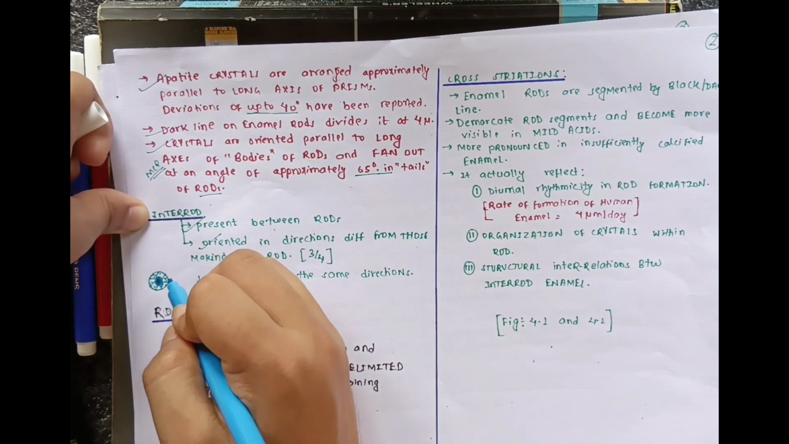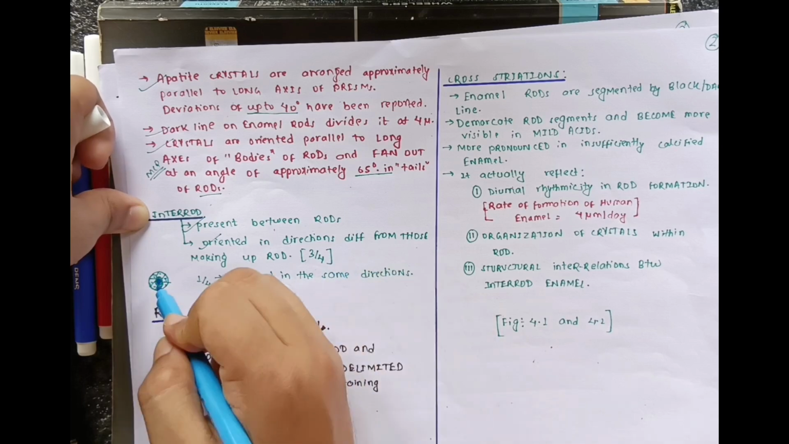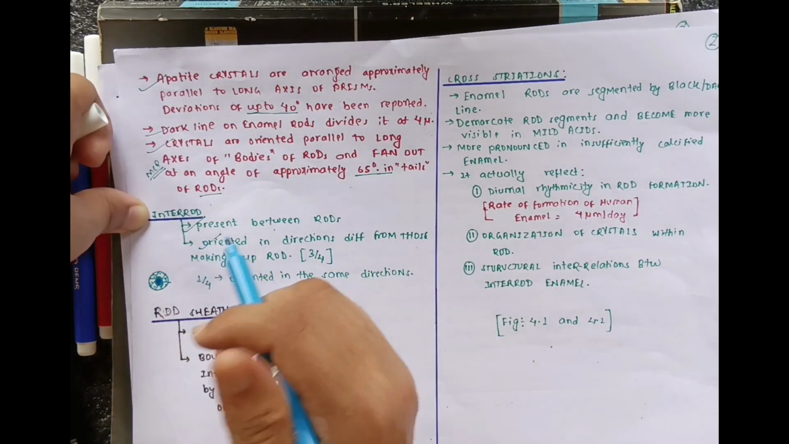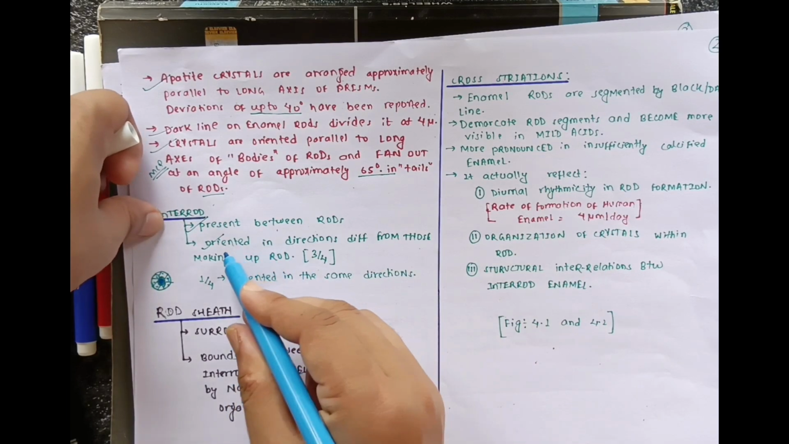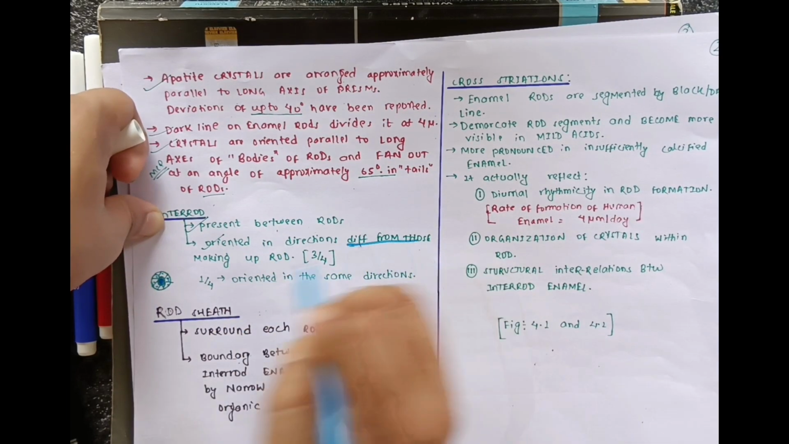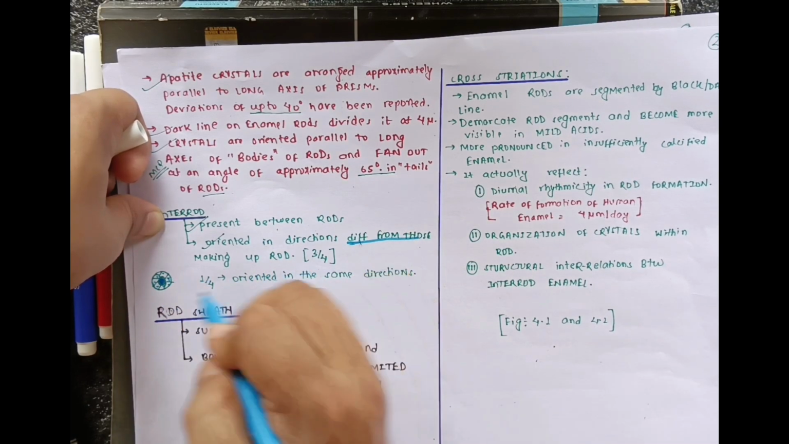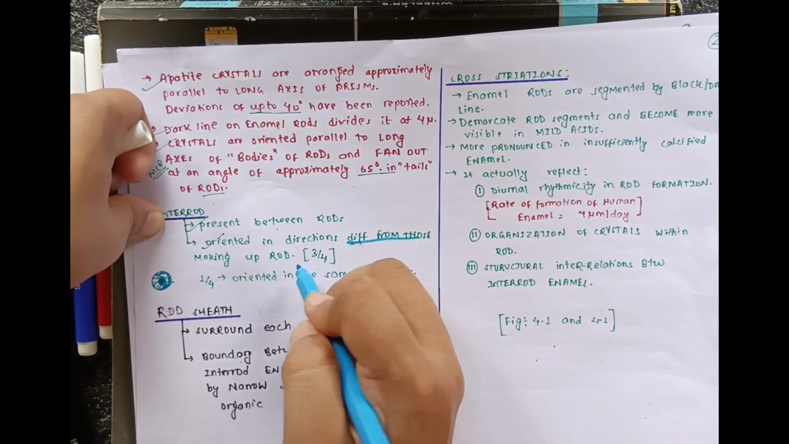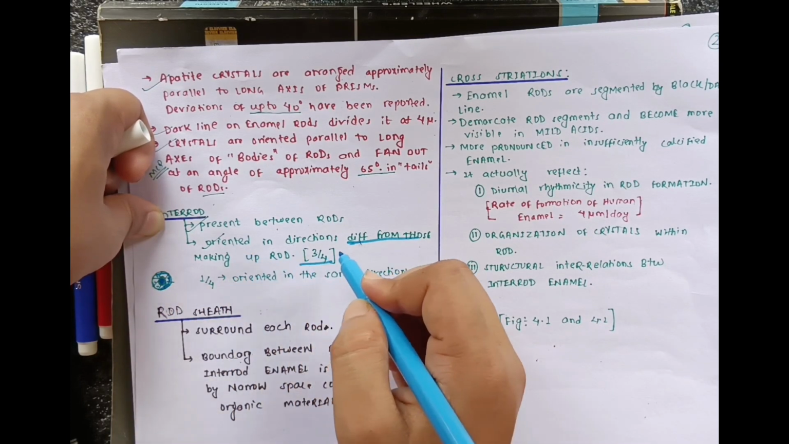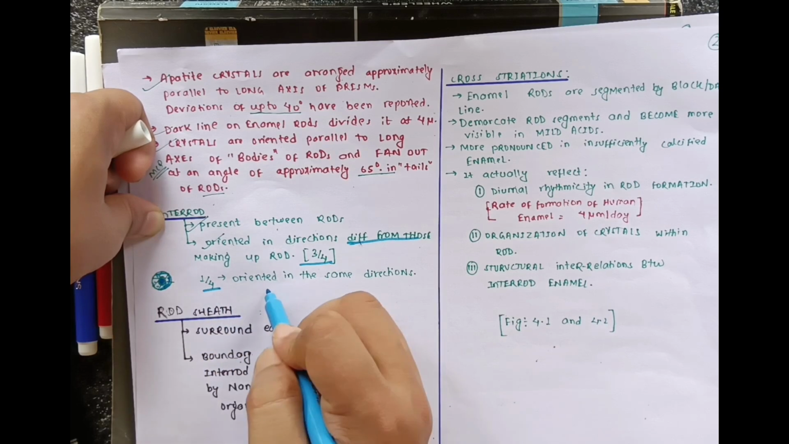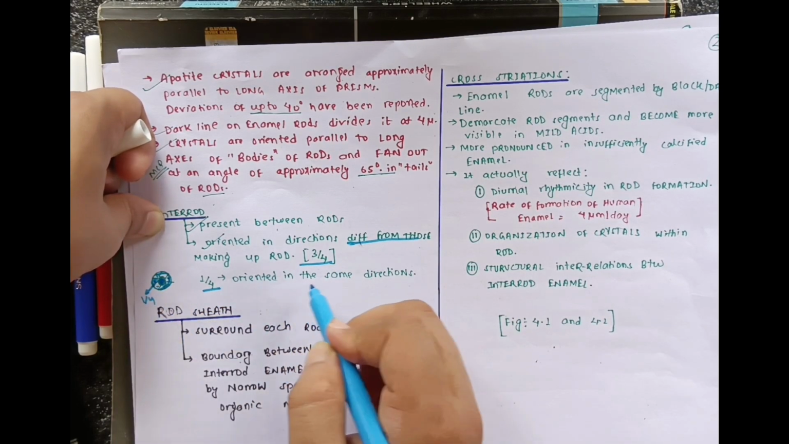So in this interrod, those enamel crystals that are present in the interrod are in a different direction from those present in the rod portion. There is a difference in direction of the crystals in the interrod in 3/4 of the circumference. So the 3/4 portion of the circumference of the interrod has a different orientation, but in 1/4 the same orientation is present.